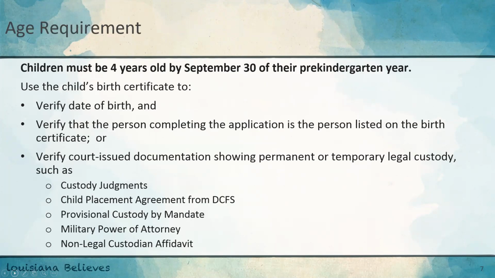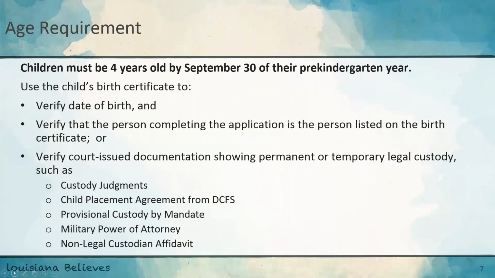The law requires that children who participate in a publicly funded pre-K program be 4 years old by September 30th of their pre-kindergarten year. A valid birth certificate should be collected to verify their date of birth. For our purposes, we will use 2019-2020 for all examples. So a child would need to have a birthday that falls between October 1st of 2014 and September 30th of 2015 in order to be age eligible for the 2019-2020 year.